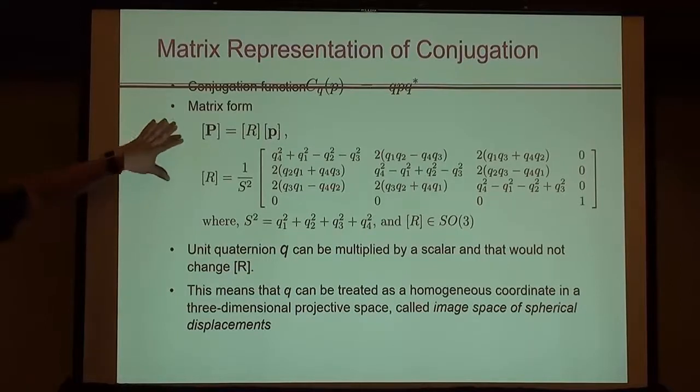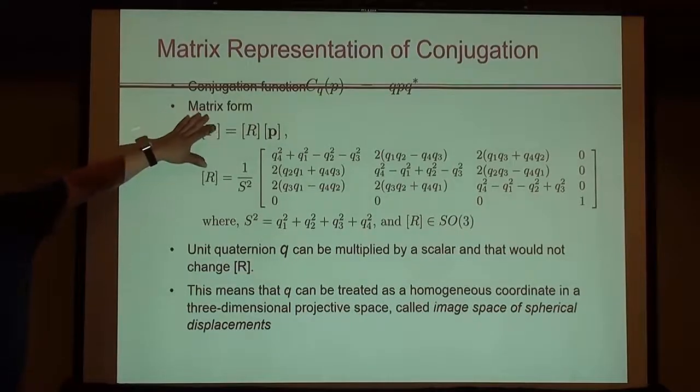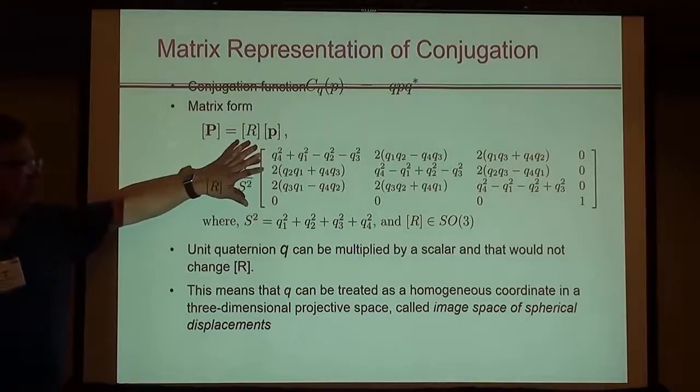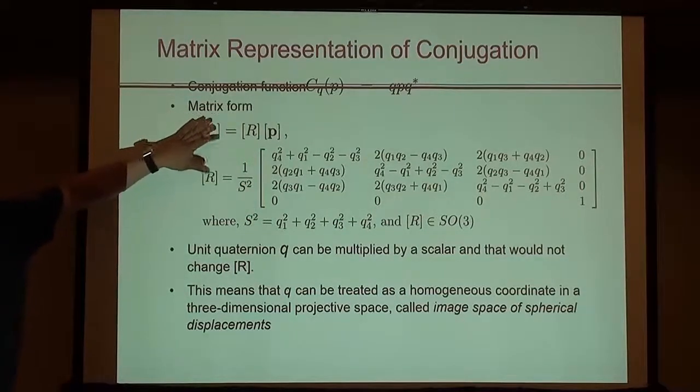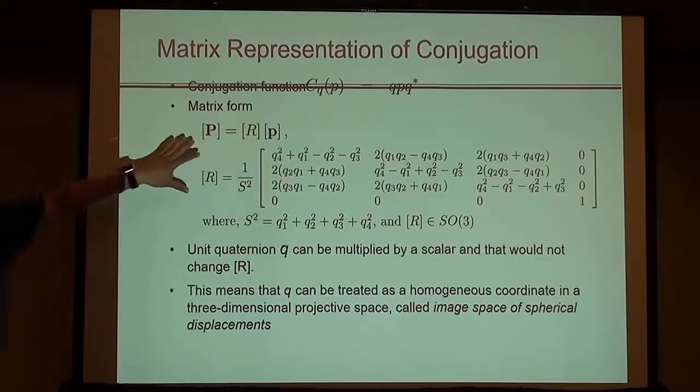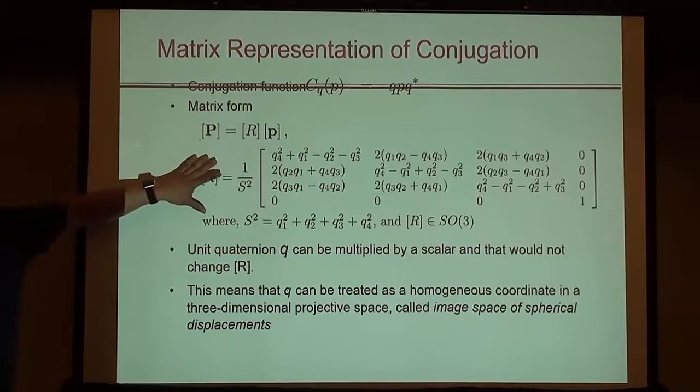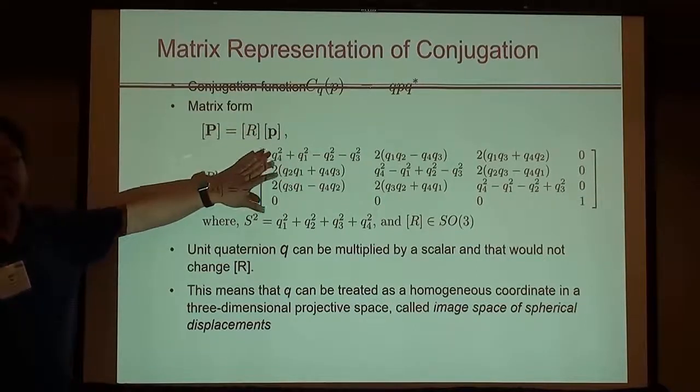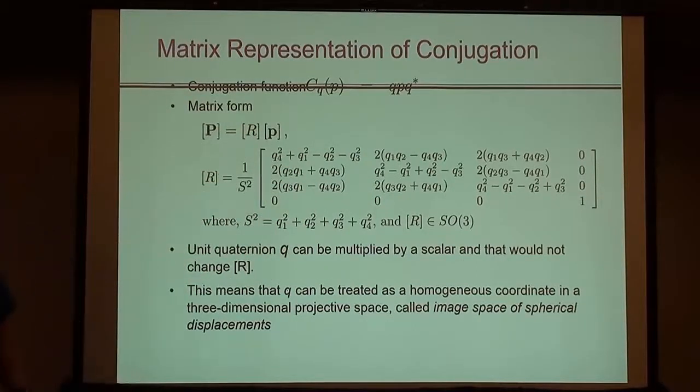Now there's another one. It is a matrix form of quaternions, and the name is a little bit confusing because this matrix form is not what I have just mentioned, the 4 by 4. This is the matrix representation of 3-dimensional rotation.